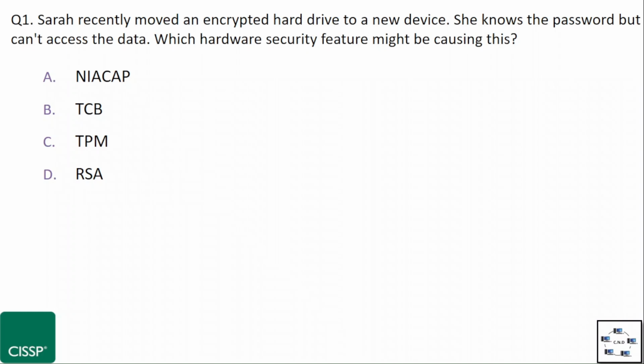Question number 1. Sarah recently moved an encrypted hard drive to a new device. She knows the password but cannot access the data. Which hardware security feature might be causing this? And the options are option A, NIA cap, option B, TCB, option C, TPM, and option D, RSA. So out of all these, the hardware security feature is basically the TPM or Trusted Platform Module. So this is the correct answer.